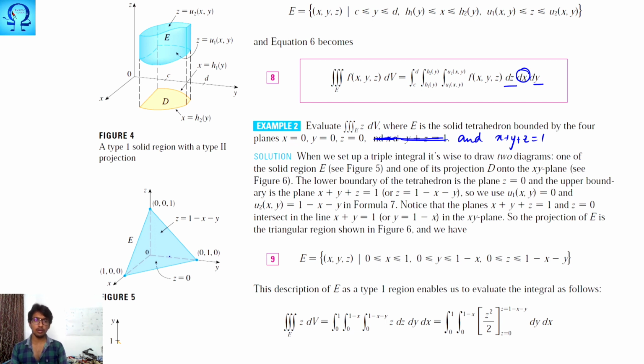So x equals 0 means that it is the yz plane, this part of the plane. And y equals 0 means that it is the xz plane, this part of the plane. Next, z equals 0 means it is the xy plane, this part of the plane. If you take the intersection of these 3 planes, in your three-dimensional figure you will have many faces, among which x, y, z all have to be positive. You will come to that part.